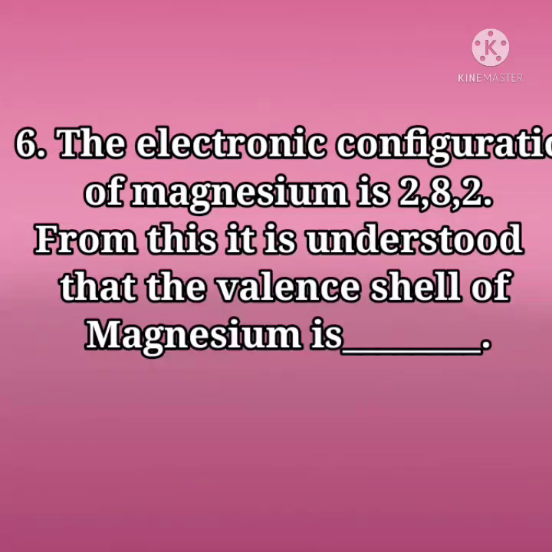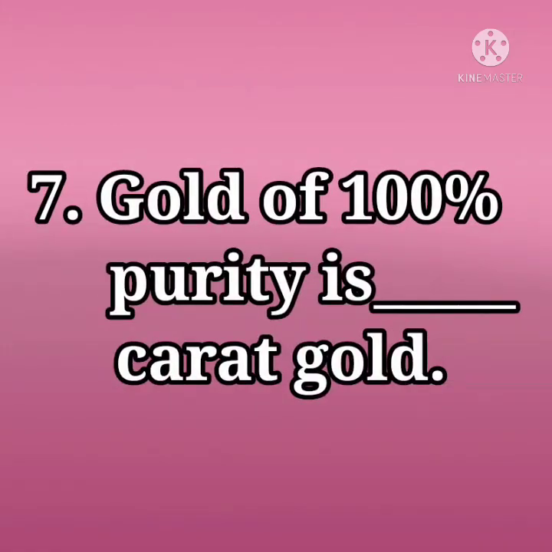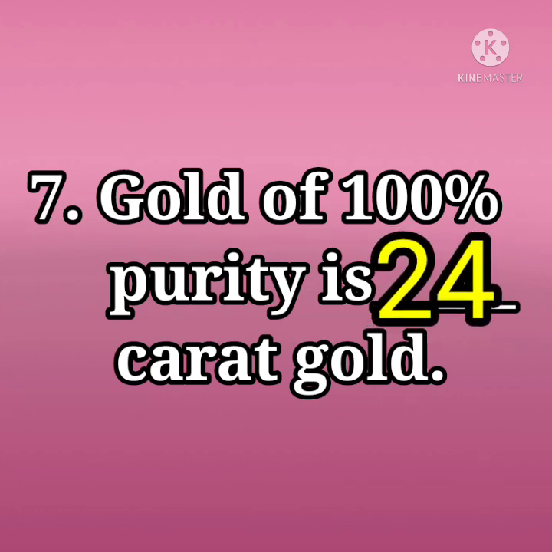Number 6. The electronic configuration of magnesium is 2, 8, 2. From this, it is understood that the valence shell of magnesium is dash. Answer is shell M. Number 7. Gold of 100% purity is dash carat gold. So gold of 100% purity is 24 carat gold.